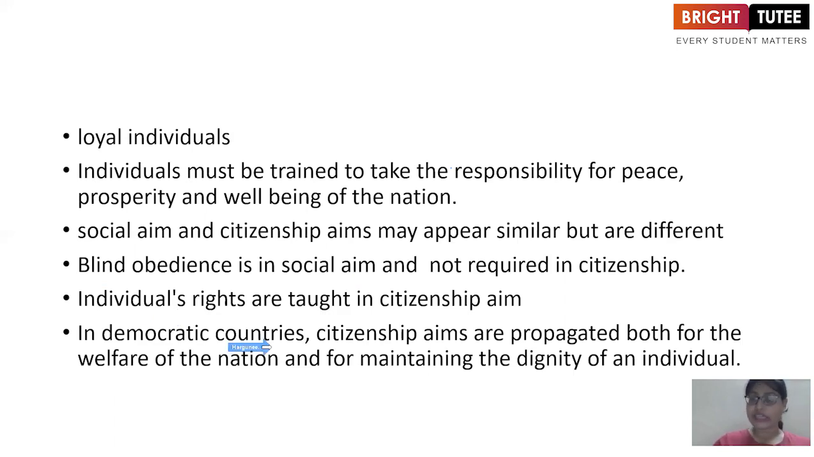When we talk about democratic countries, citizenship aims are propagated. India is a democratic country, so citizenship aims are propagated. They are propagated both for the welfare of the nation and at the same time to maintain individual dignity. So, individual dignity as well as individual rights are laid a lot of importance in citizenship aim of education, but not so much in social aim of education.